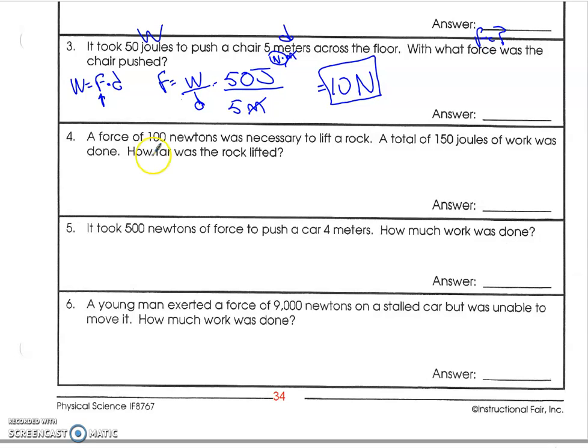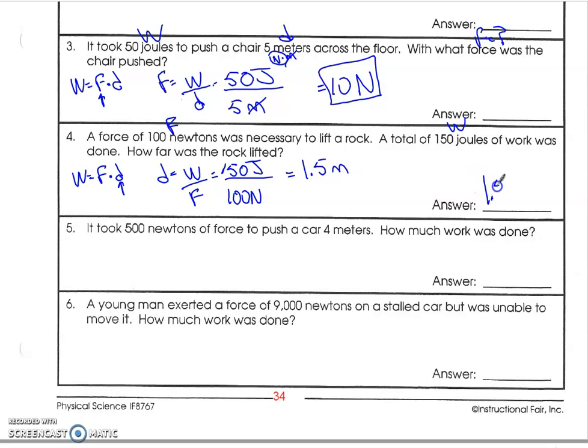Now number 4, it gives us a force, it gives us the work, and now it's asking us to solve for distance. So we could start off with this work equals force times distance. We're solving for distance, so what you have to do is divide both sides by force. So you get work divided by force. You have 150 joules divided by 100 newtons. And what you're going to end up getting as your answer then in that case is 1.5 meters as the distance.